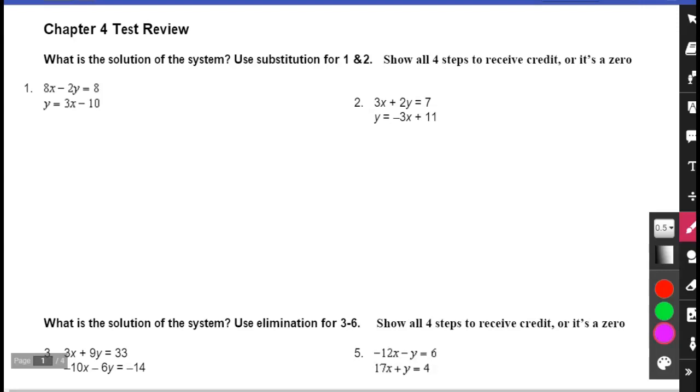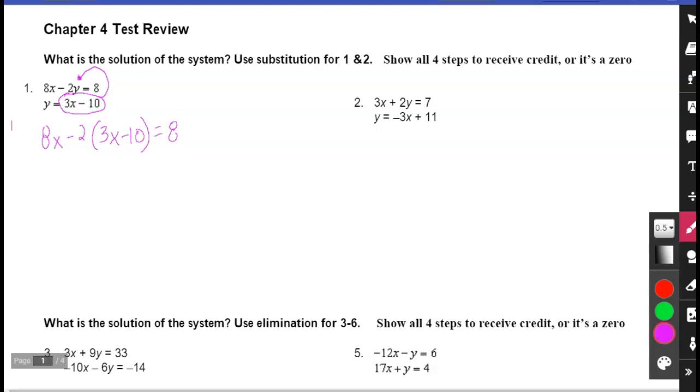So this one here, now my substitution goes up top here, because when I substitute, I need to substitute this y up here in the top row for something that's equivalent from the second equation. So now I have 8x minus 2 times the quantity, 3x minus 10, that'll equal 8.